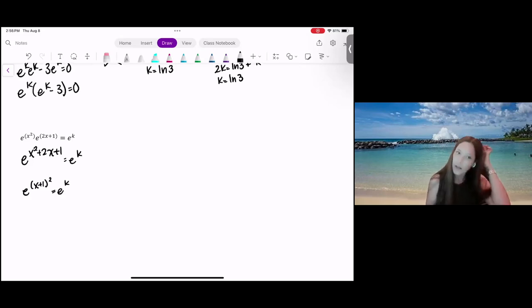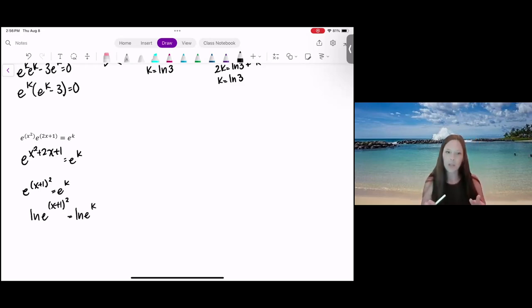Taking the natural log, I get the natural log of e to the x plus 1 squared equals the natural log of e to the k. Both of those pieces actually come out of the exponents, which means that x plus 1 squared equals k. And that is my final answer.